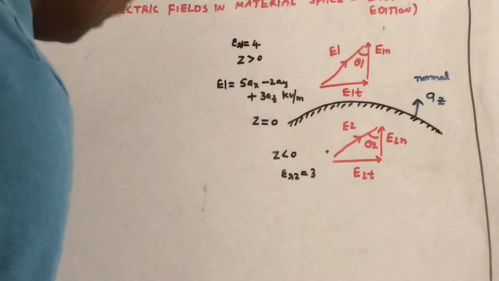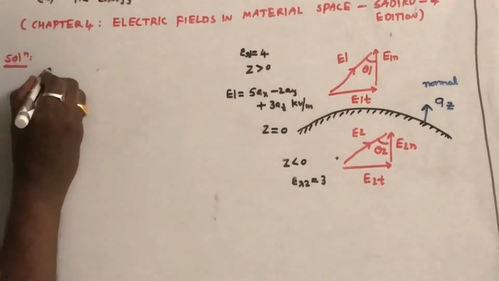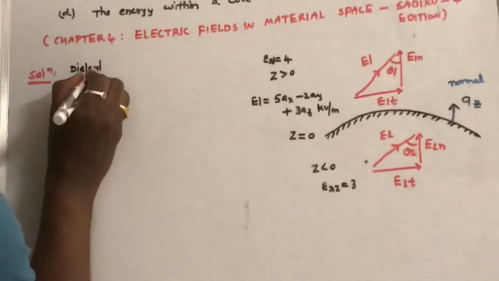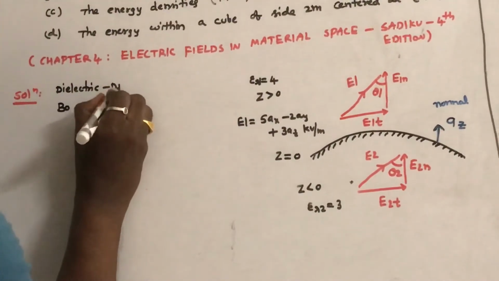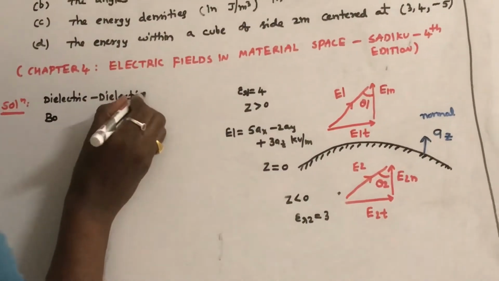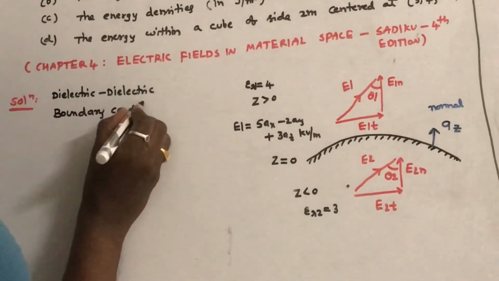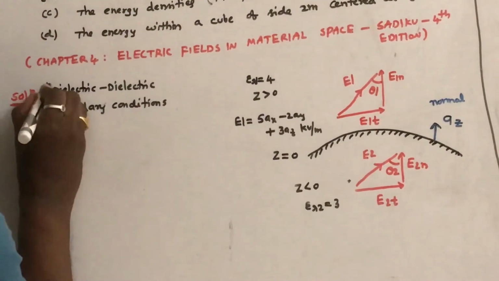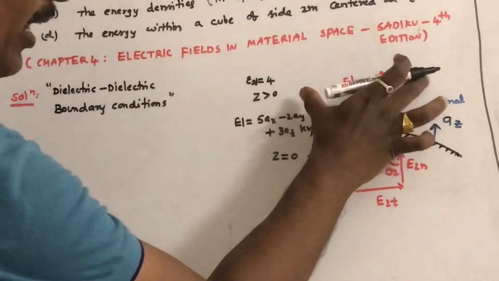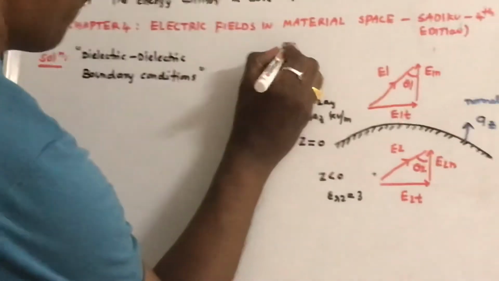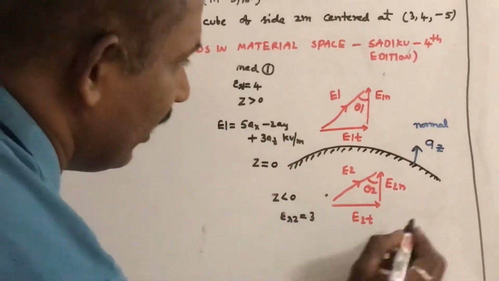As I said earlier, the problem is based on dielectric boundary conditions. This is one dielectric, medium 1. Say this is another dielectric, medium 2.